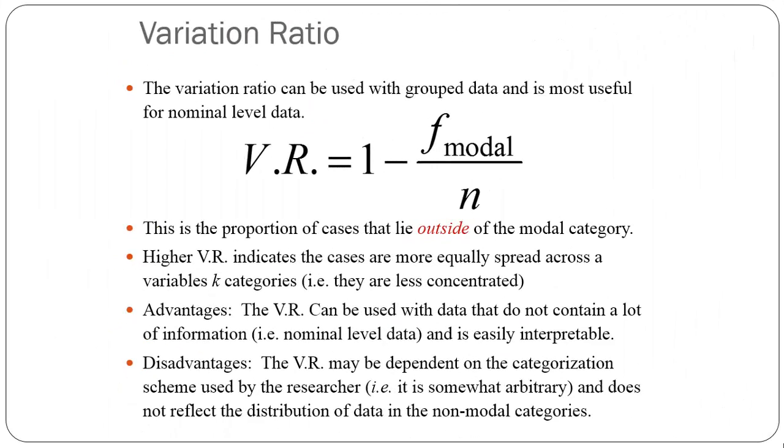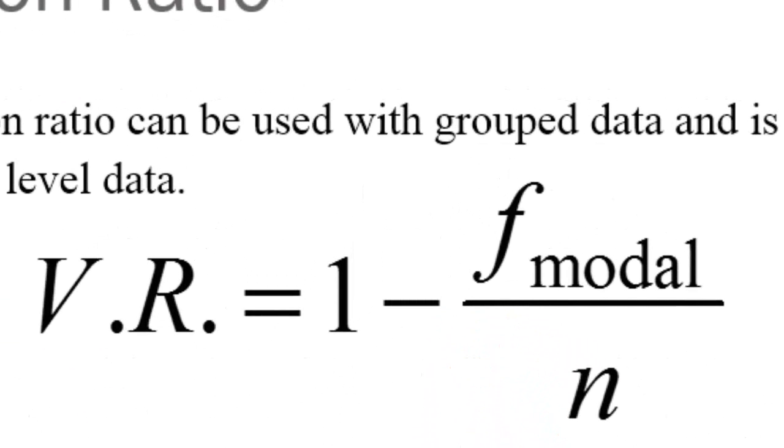Here's the formula for the variation ratio. The variation ratio is quite an easy measure to calculate and also an easy measure to interpret. The variation ratio is equal to 1 minus the ratio of the frequency of the modal category divided by n. In other words, F sub modal divided by n is the proportion of cases that lie in the modal category, and 1 minus that, therefore, is the proportion of cases that fall outside of the modal category.